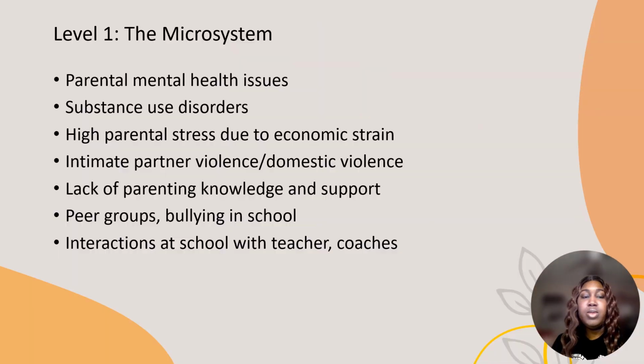So key influences at level one, the microsystem, for risk of child abuse are parental mental health issues, substance use disorders, high parental stress due to economic strain, intimate partner violence or domestic violence, lack of parenting knowledge and support, and peer groups or bullying of the child in school, and the child not having good interactions at school with teachers or coaches.